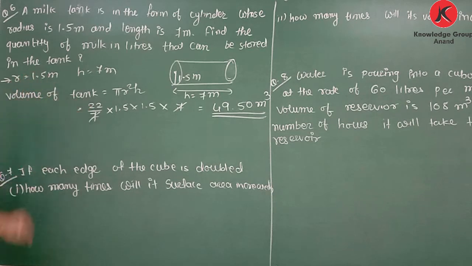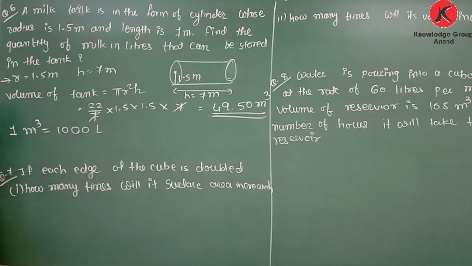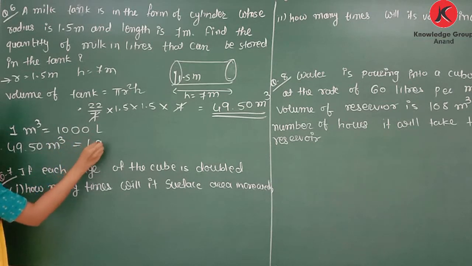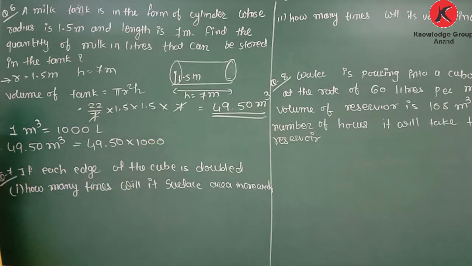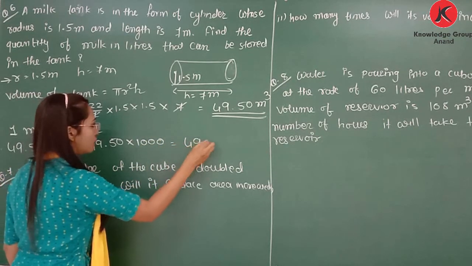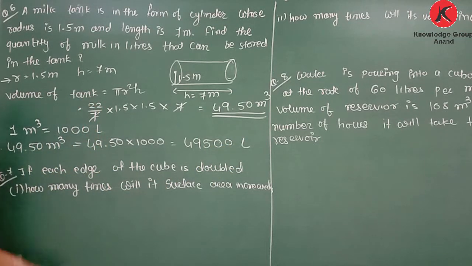Now convert this into liters. We know that 1 meter cube is equal to 1000 liter. In the starting of this concept, we learned about the conversion of units also. So 49.50 meter cube is equal to 49.50 multiplied by 1000. So that will give 49500 liters. That much amount of milk is held in this container.